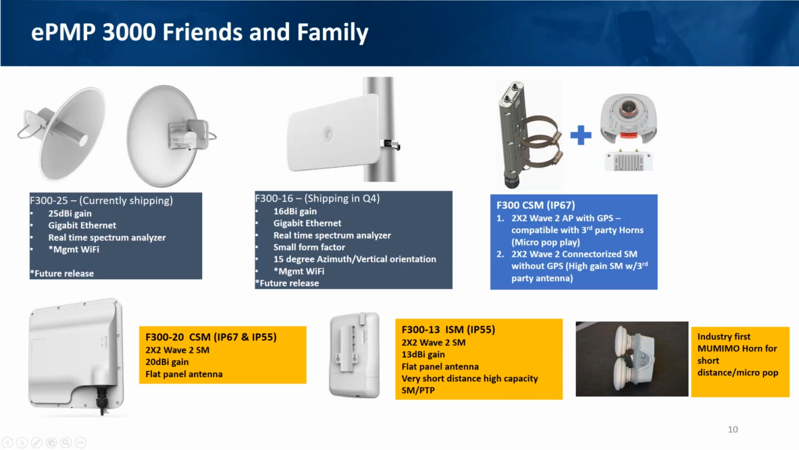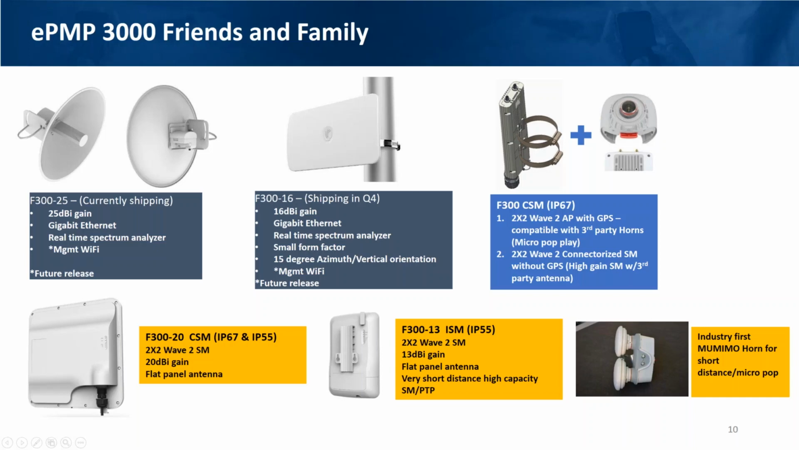The bottom row, on the left-hand side, is a 20 dBi panel antenna, which may or may not be a big product for the North America market. If you're going to go rural long distance, you might as well go with a dish product. Then a 13 dBi small form factor product that may or may not also have a play, but it's very short distance, potentially for a video surveillance backhauling type scenario on a street pole.